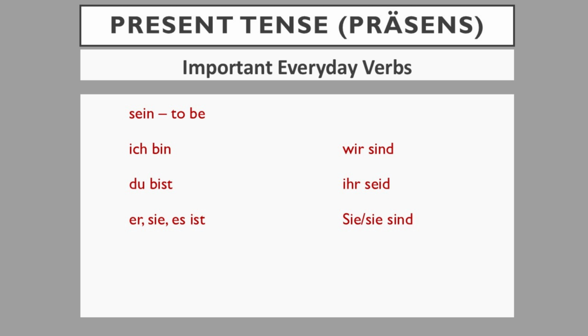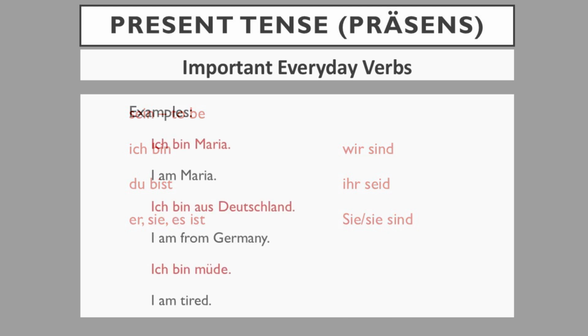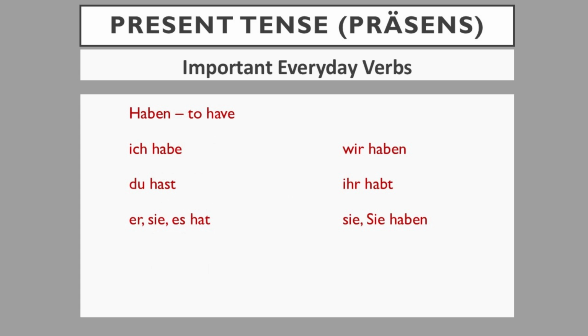ich bin, du bist, sie, es ist, wir sind, ihr seid, sie sind. Let's look at the example sentences. Ich bin Maria. Ich bin aus Deutschland. Ich bin müde. Haben, to have.